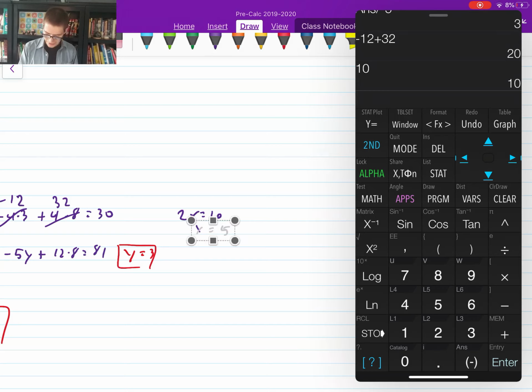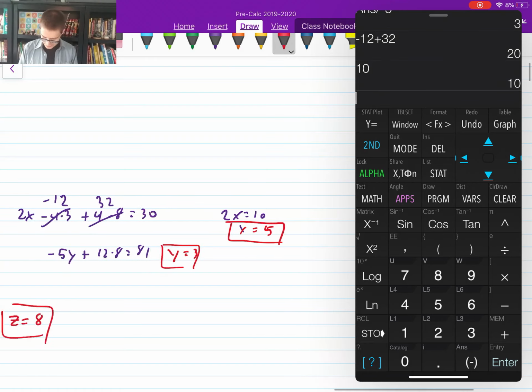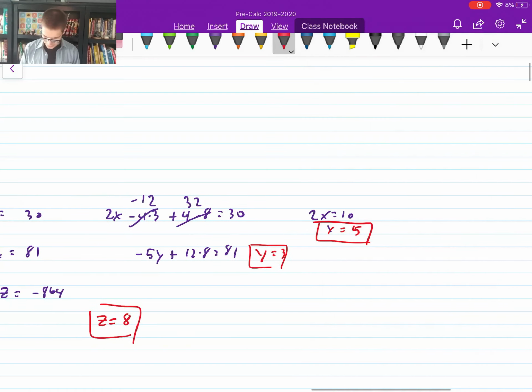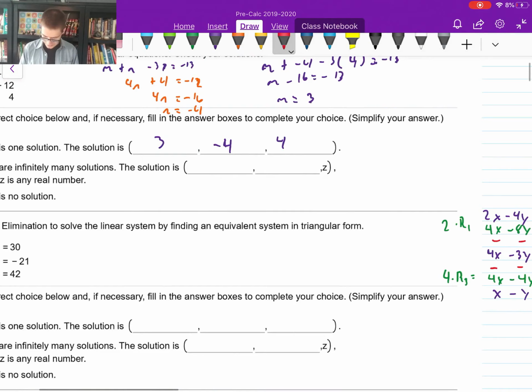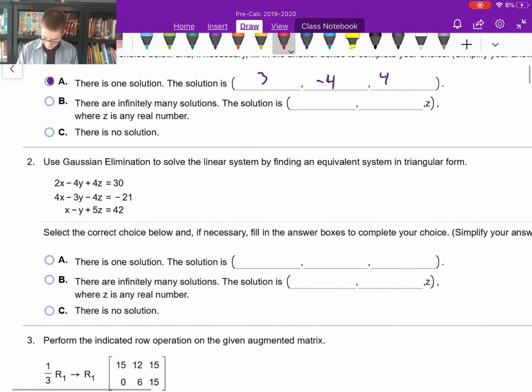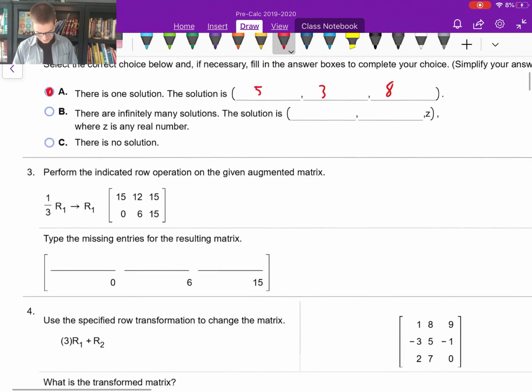All right, so our final answer then is x equals 5, y equals 3, and z equals 8. Okay, so plug it in. X equals 5, y equals 3, and z equals 8. And that's our answer. Whew. You got to be careful with these, otherwise you can get into a lot of problems.